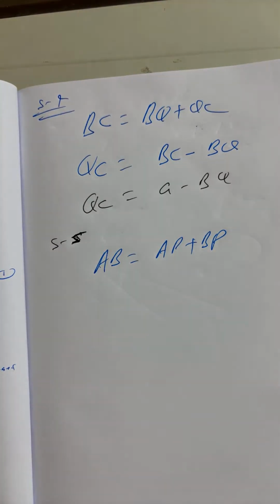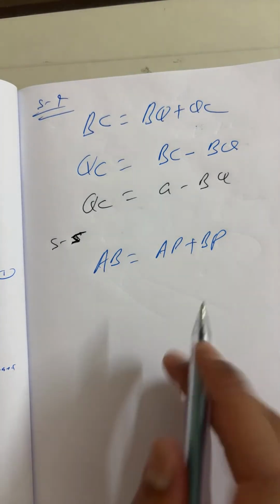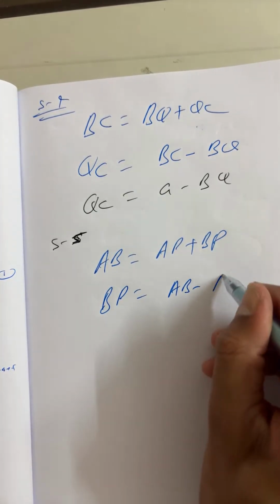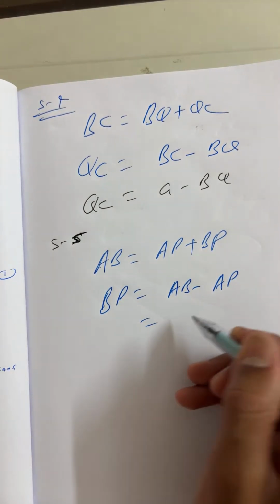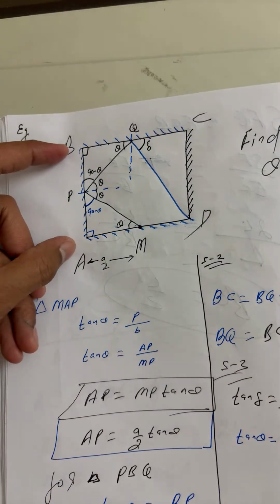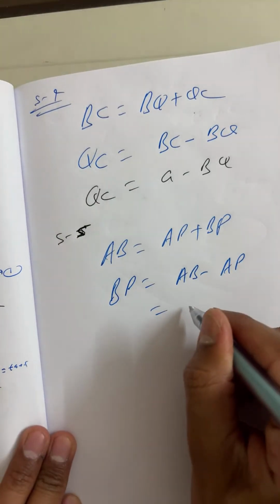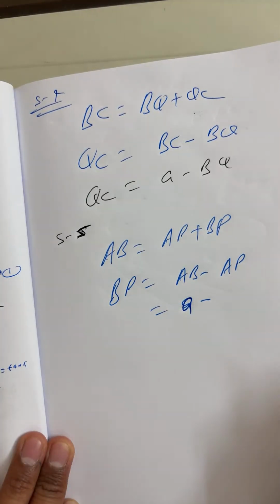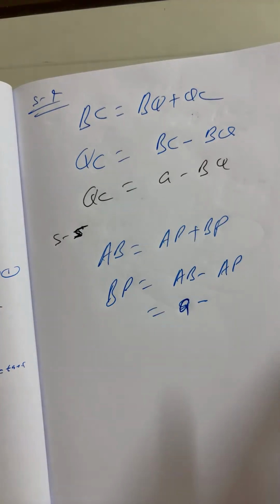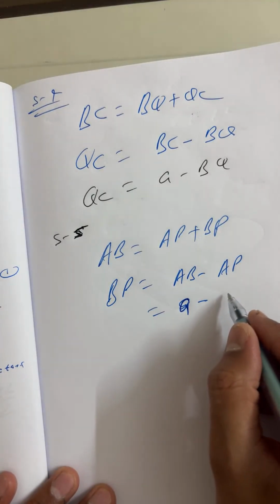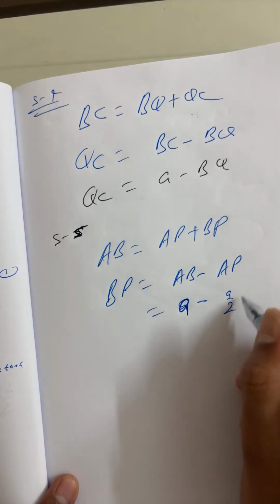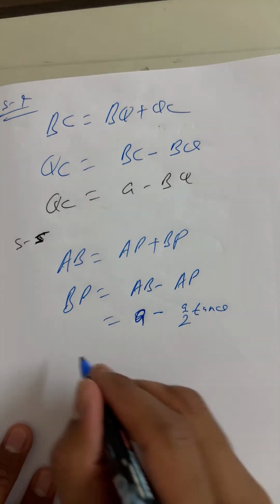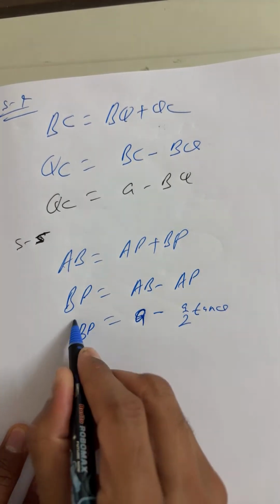We wish to find BP here, since AP we already found. So BP is AB minus AP. AB is nothing but the side of the square, which remains A. So A minus AP, and AP we already found as A by 2 tan theta. Be patient, students, this is BP.